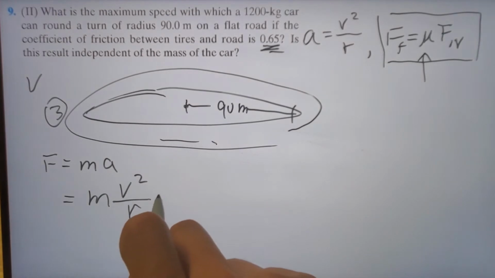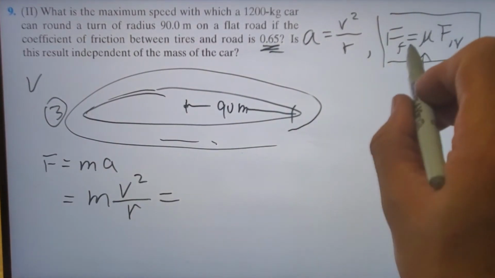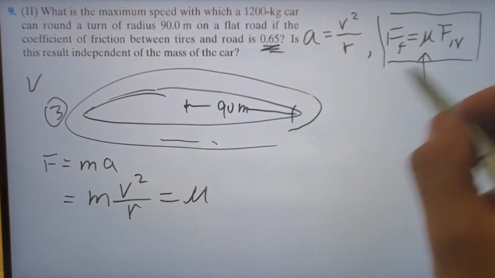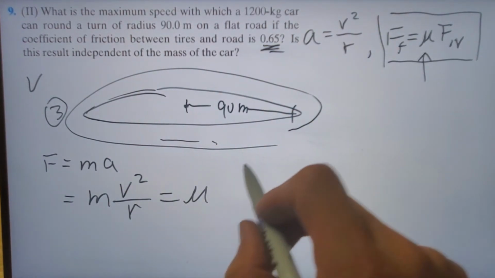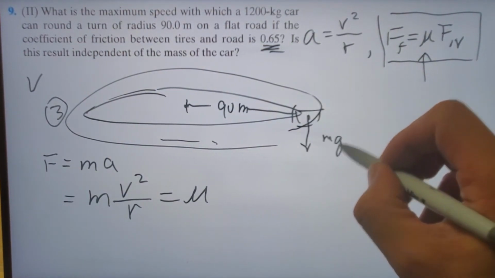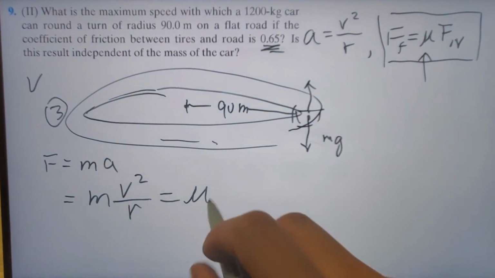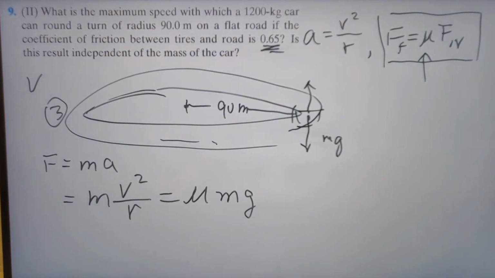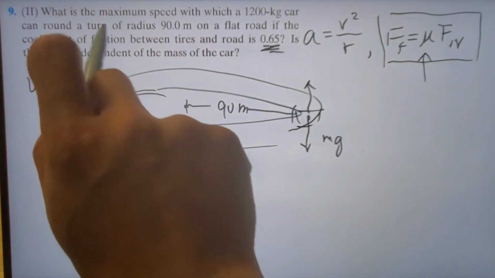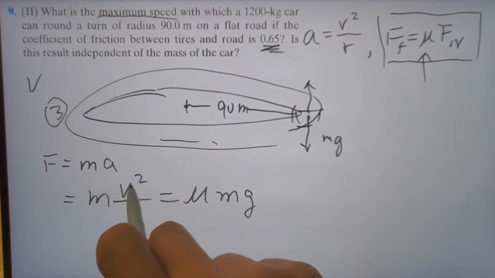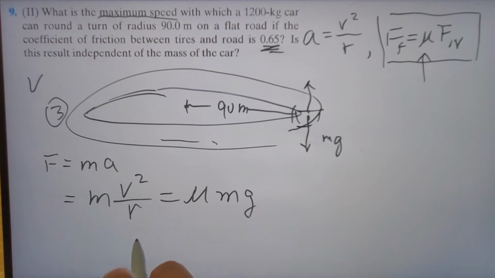Centripetal force is equal to friction. Friction is over here, equal to the coefficient of friction times the normal force. Normal force in this case, from the free body diagram, has mg going down. That means the normal force is mg going up. So the normal force will be mg. What we are trying to solve for is the maximum speed. So how do we calculate velocity? The m can cancel out on both sides.